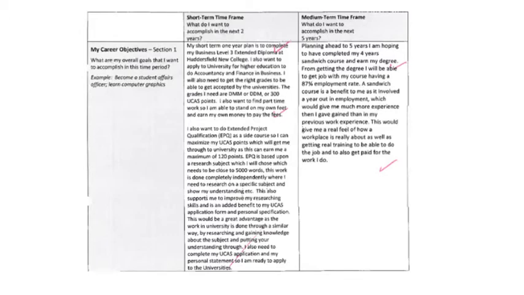Their first short-term objective was to complete the Business Level 3 Extended Diploma. They also wanted to apply for universities to do accountancy and finance. Then they've discussed that in order to achieve that, they need to get these grades within this short time frame. The next objective they've discussed is that they want to find a part-time job, and they've just explained that a little bit further.